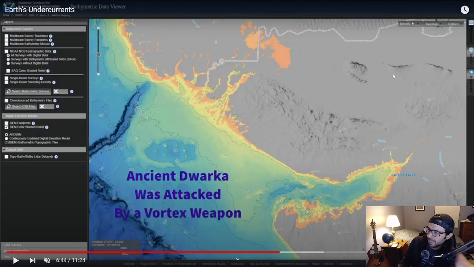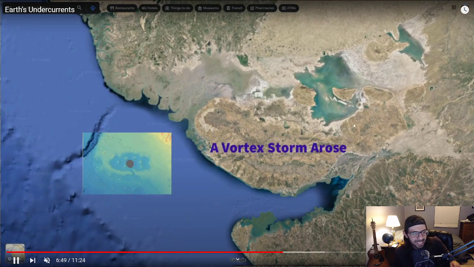I don't know what I'm going to end up with when I do this kind of thing. I just start drawing. Like, I just wrote Ancient Dwarka was attacked by a vortex weapon. Alright, we all knew I was going to say that. But then I didn't know that I would just start making some fire demonstration of the concepts that I'm trying to convey. I know people say that's nonsense, blah blah blah. Besides the point, but the concept is conveyed quite well here.